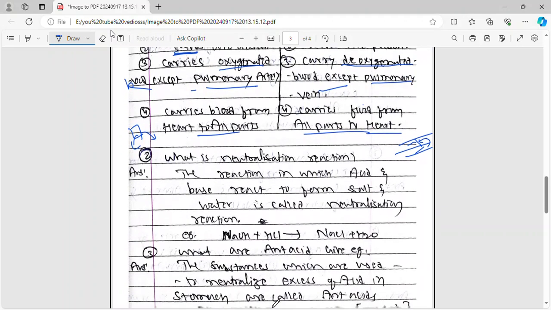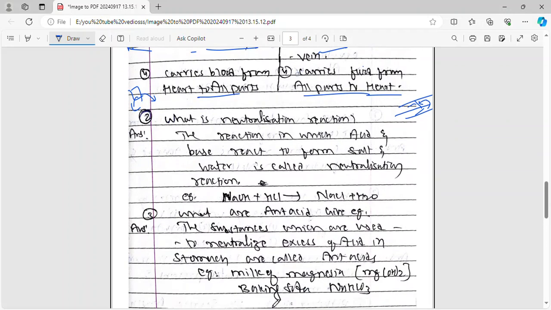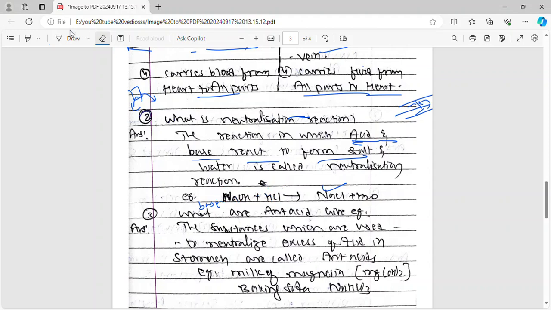What is a neutralization reaction, which is again very important? The reaction in which acid and base react to form salt and water is called a neutralization reaction. Sodium hydroxide is a base and this is hydrochloric acid, forming NaCl, and this OH plus H will form water. Understood? This OH and this H will form water, and this is NaCl.